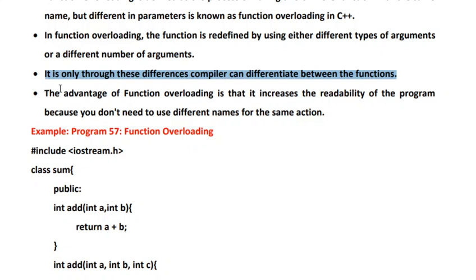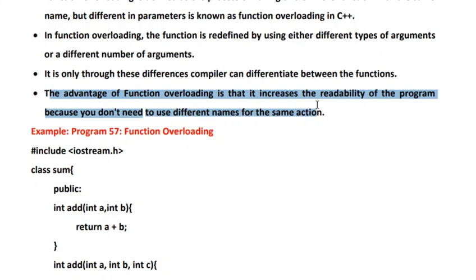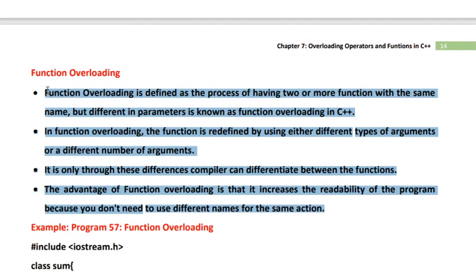Now the advantage of function overloading is that it increases the readability of the program, because you don't need to use different names for different functions. So this is implicitly understood. These are the characteristics of function overloading. It's the process of having multiple instances of the same function with a different number of parameters and different types of parameters. It's a process of redefining the same function. The compiler differentiates between different function calls with the help of the type and the number of parameters. Again, it enhances the readability of the program because we are using the same function name.